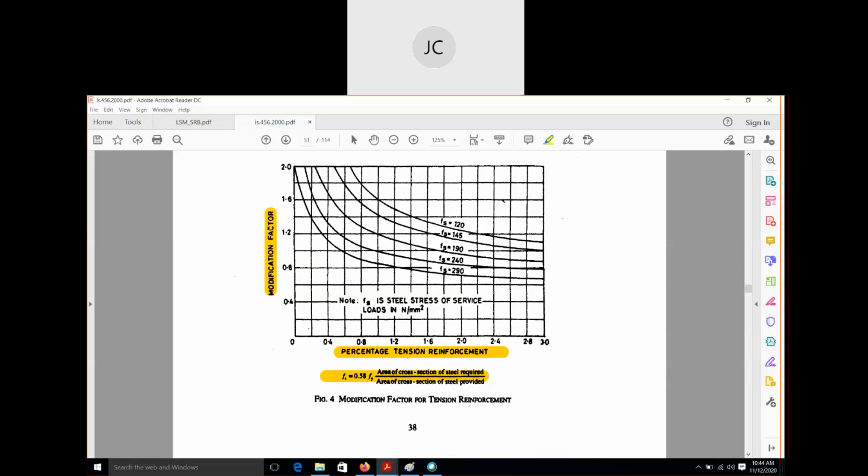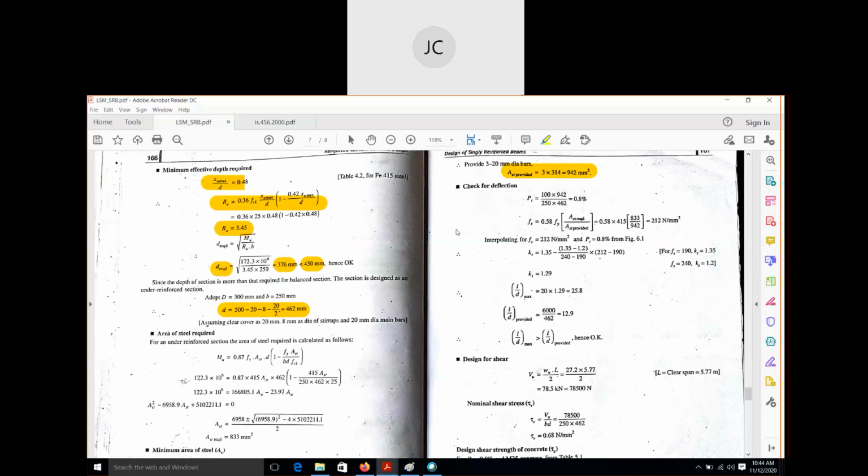So first, let's find out the percentage of tensile reinforcement. All of you know the formula, it is 100 Ast by bd. So that is our pt. This thing we have done in the previous chapter also. While using table number 19, in case of shear reinforcement, we have calculated the percentage of steel. Here also we have to do the same.